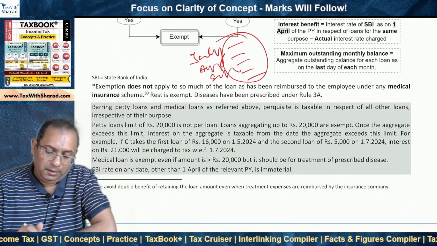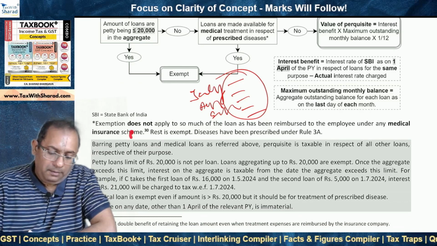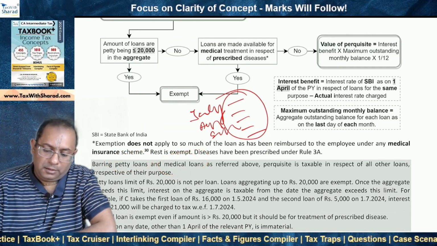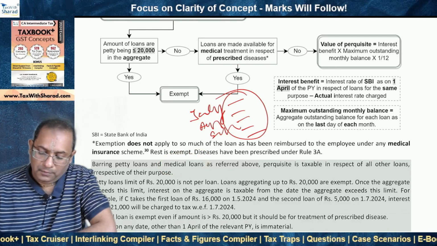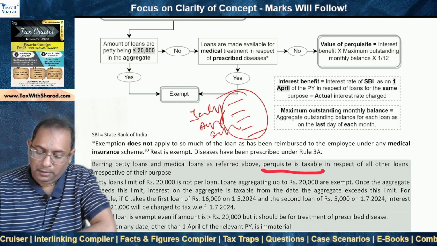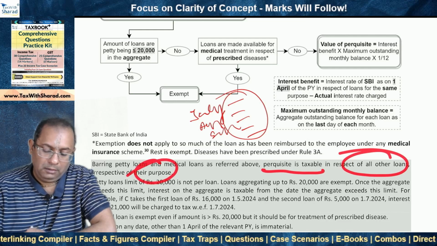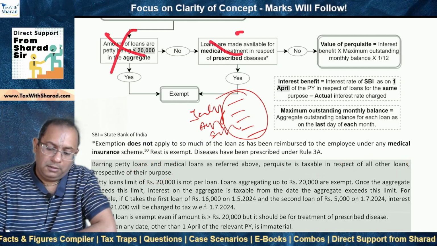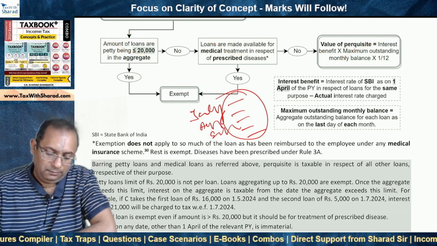Now a few important points. Petty loans are not taxable, and medical loans for prescribed diseases are not taxable. Otherwise, perquisite is taxable in respect of all other loans irrespective of their purpose. Whatever be the purpose, if this is not the case, then valuation will need to be done.